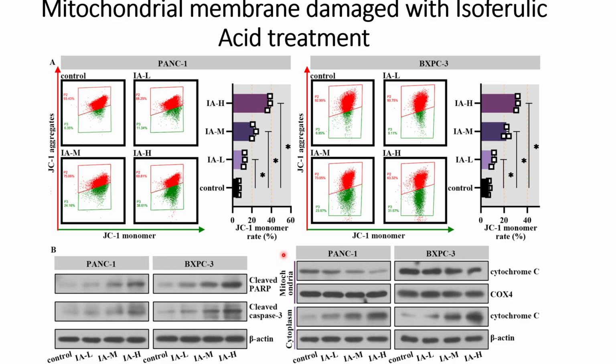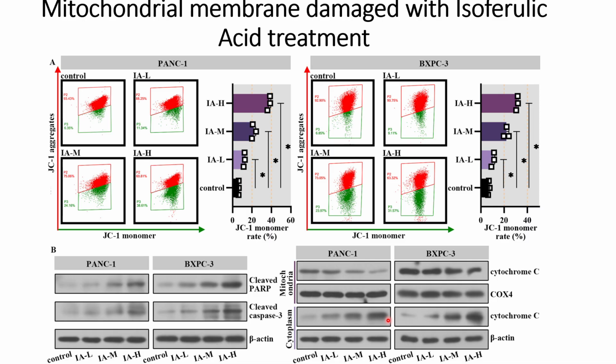Apart from these apoptotic factors, there is one more phenomenon that occurs within the intrinsic apoptosis, that is cytochrome C migrates from mitochondria into the cytoplasm. They wanted to check the amount of cytochrome C in the mitochondria and in the cytoplasm. So when they check this cytochrome C using Western blot, they are able to see that cytochrome C decreases in the mitochondria, whereas it increases in the cytoplasm with a dose-dependent increase in the isoferulic acid treatment.